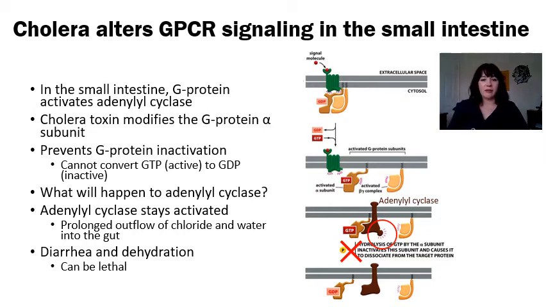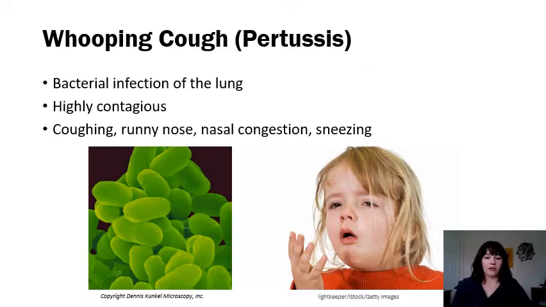So this is a great example of how that really shows whether or not you understand the signaling pathway. If you can understand why modification of this G protein is leading to overactivation of adenylyl cyclase, then you've got this pathway down. Let's look at another example you can use to study: whooping cough, or pertussis. In this case, it's infecting cells of the lung, and it's causing coughing, runny nose, sneezing. It's a poor child with whooping cough.